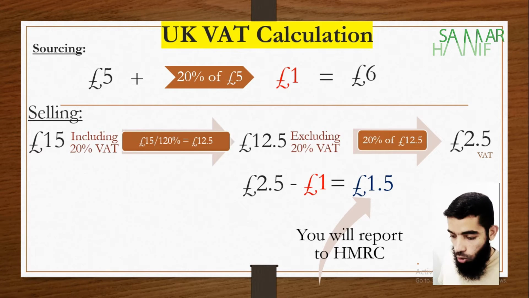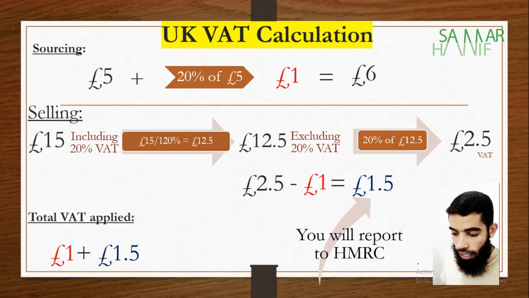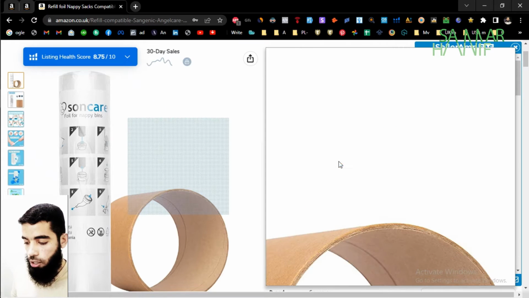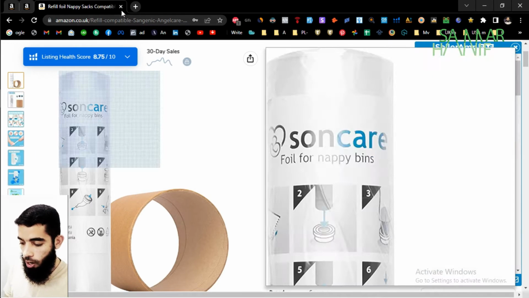After all this, the total VAT that you paid is £1 plus £1.5, which is equal to 20% of the selling price of the product. Okay, I hope the VAT calculation is clear to you now. Now let's do the net profit calculation for this product.